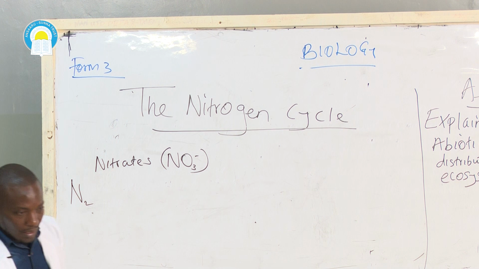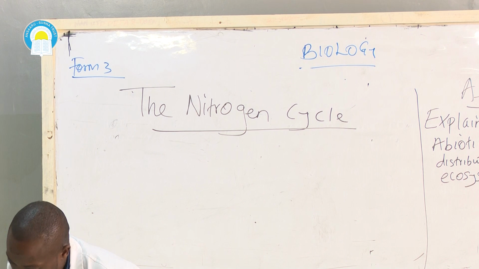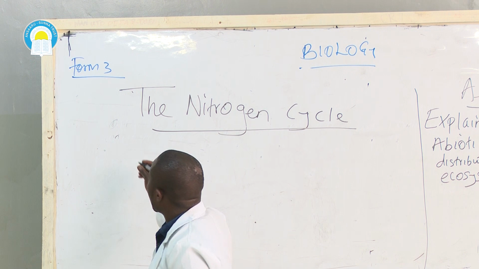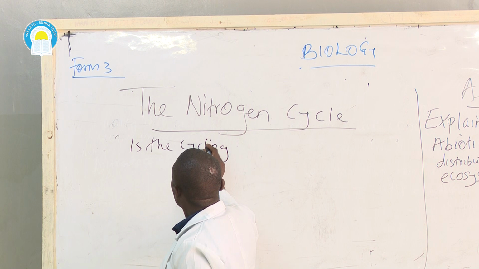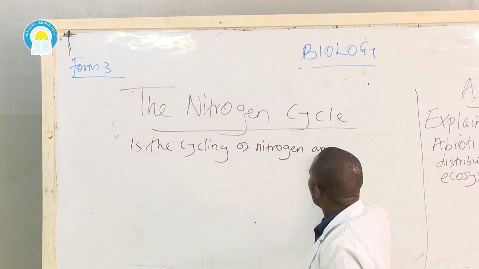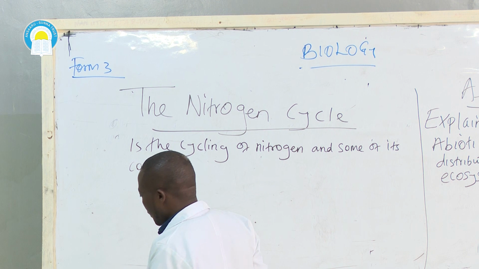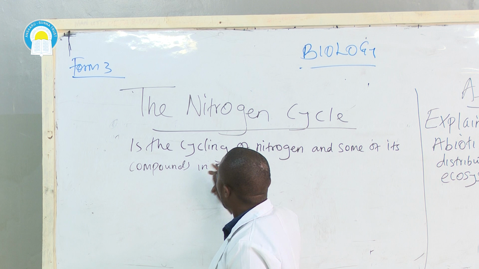Before we proceed with the process of nitrogen fixation, we can give a definition. The nitrogen cycle is the cycling of nitrogen and some of its compounds in nature.